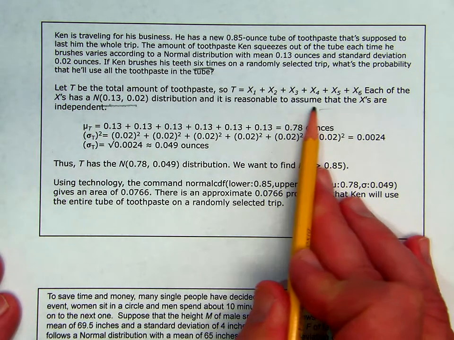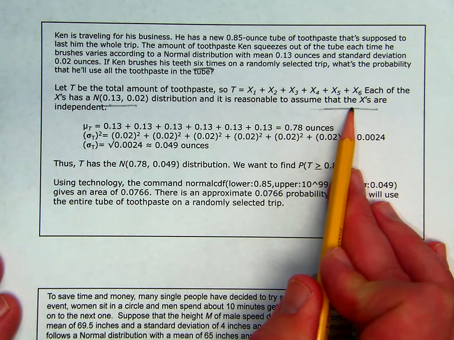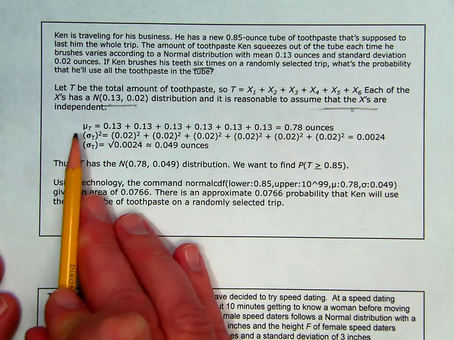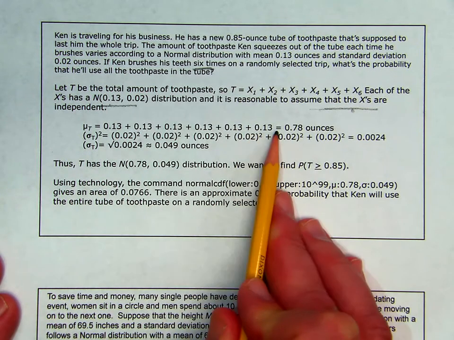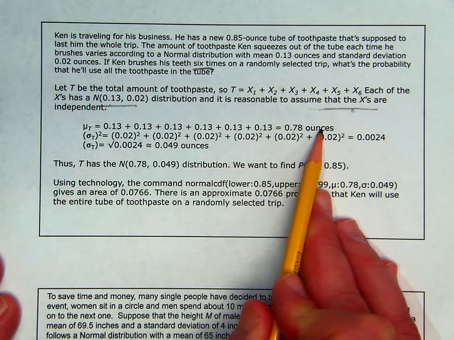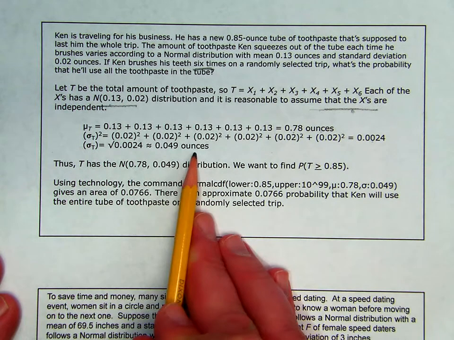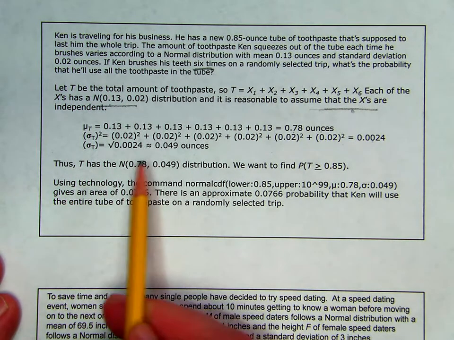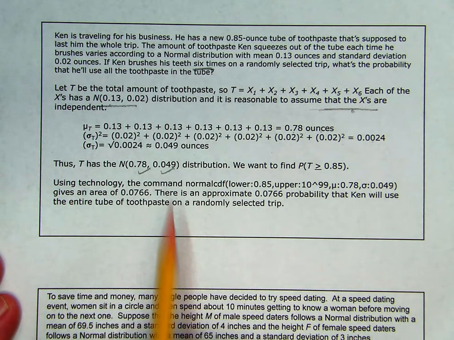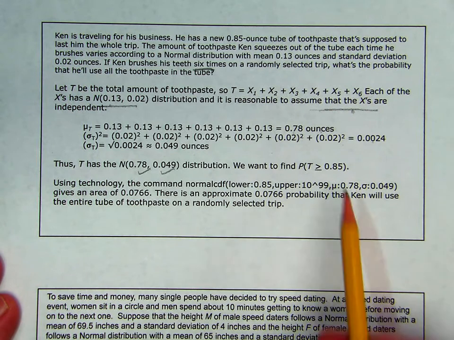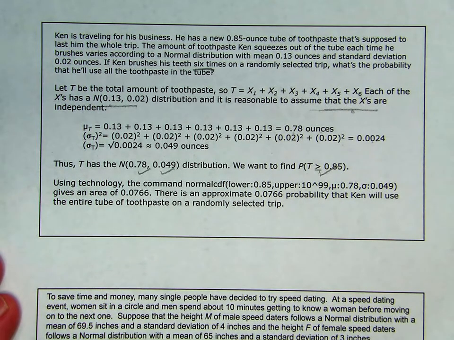Okay, that's an important thing because that will allow us to add the variances, which will get us back to standard deviation. So the total mean is the sum of all the individual means; final answer, unit. Add the variances. From the variances, we get the standard deviation. Now we have the mean and standard deviation of our new distribution, and we want to find out what's the probability that he uses it all.